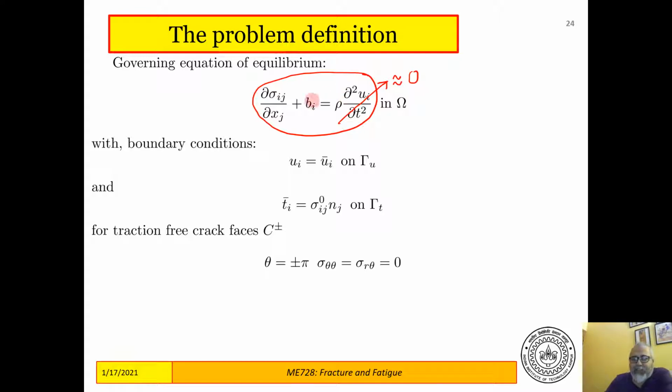Boundary condition, as I said, displacements are specified on gamma u, tractions are specified on gamma t, and the tractions are related to the remote stress sigma ij0 by the Cauchy relation. So this relates the applied tractions to the applied stresses. And on the traction free crack surfaces, traction free is important, none of these tractions are on the crack surface. So on the traction free crack faces, C plus minus, which are located at theta equal to plus minus pi.